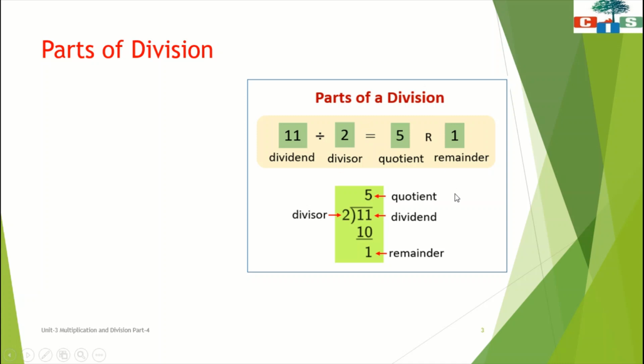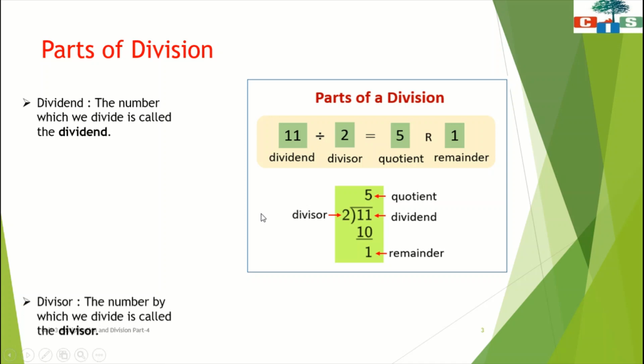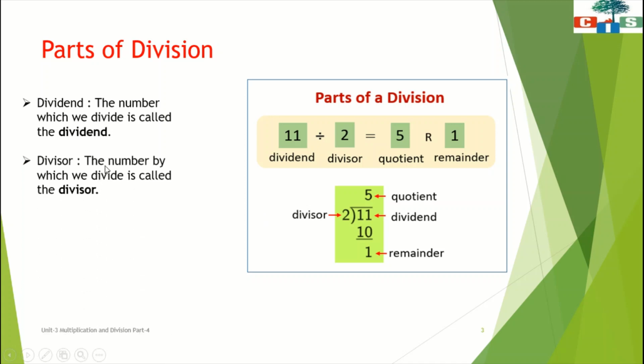We will see different terms related to division, that is dividend. What is dividend? The number which we divide is called dividend. Here 11 is the dividend. Now next is divisor, the number by which we divide. Here we are dividing 11 by 2, so 2 is the divisor.